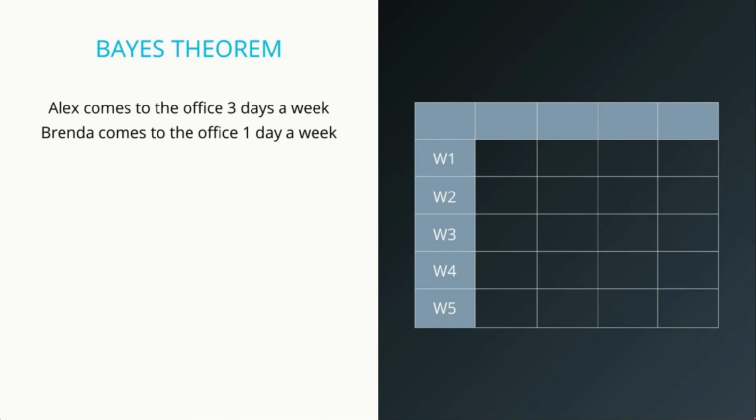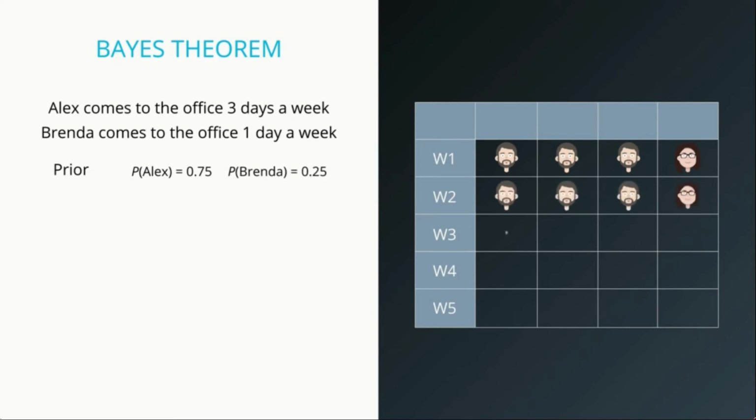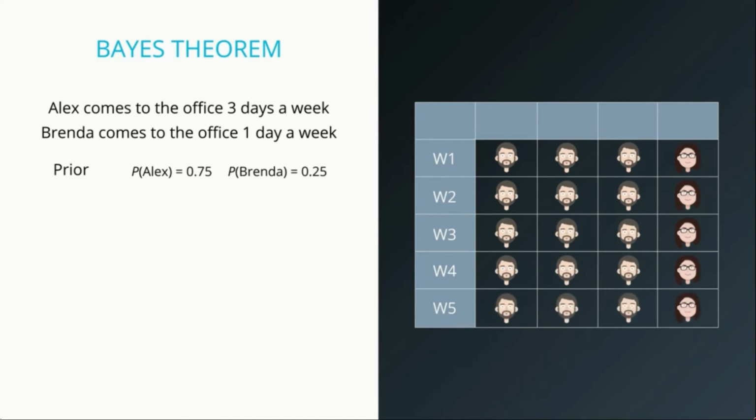So initially, without knowing anything about the red sweater, all we know is that it's 3 times more likely to see Alex than to see Brenda. Therefore, our prior probabilities are 0.75 for Alex and 0.25 for Brenda. And let's say that we have this happening throughout all the weeks. But now we use our extra knowledge, which is that the person we saw had a red sweater.